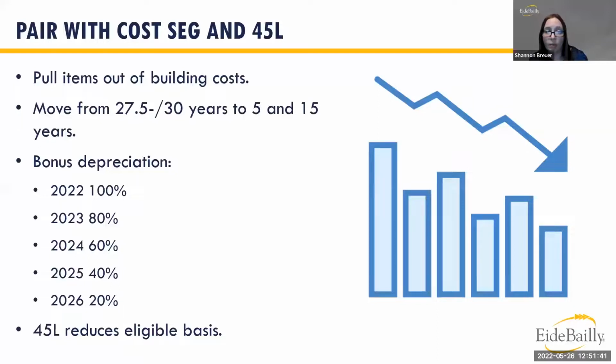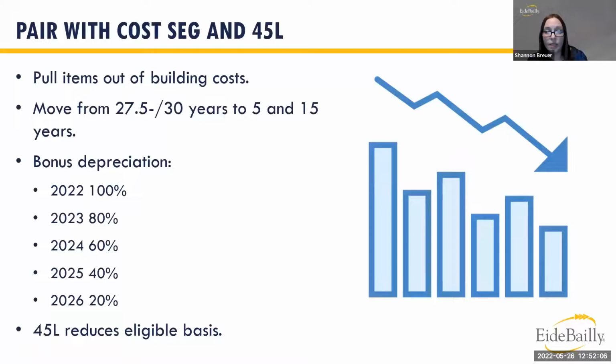45L can work well with a 9% project that is going to have excess costs. With a significant increase in construction costs today, we're seeing a lot of 9% deals that have eligible basis in excess of the amount needed to claim their low-income housing credits. So in that case, reducing the eligible basis by the amount of the 45L credit will not impact the amount claimed for the low-income housing credit.